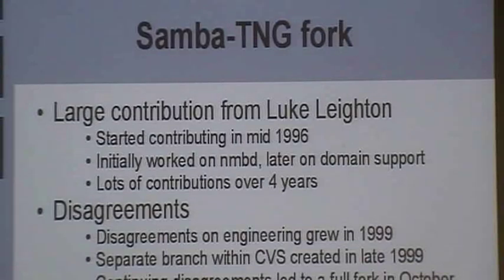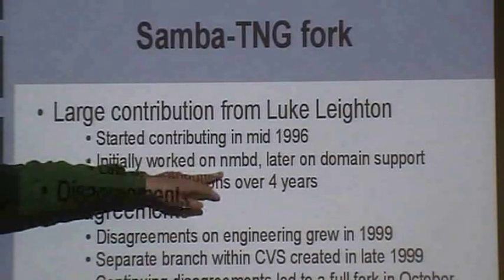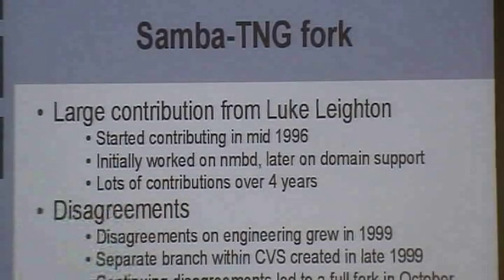Next major incident, and I emphasise again that major incidents only happen every few years. Usually it was just each day, do a bit of code, contribute, test stuff, do a new release, that sort of thing. The next large incident happened with a major contributor called Luke Leighton. He started contributing in mid-1996, and he did some really excellent work. He made a lot of contributions over a period of 4 years. He particularly worked initially on the NMBD, which is the name server portion of Samba, and later on the NT4 domain support. He had a lot of energy and did a lot of work.